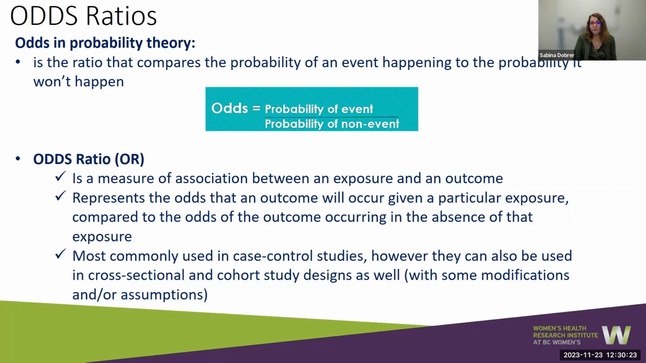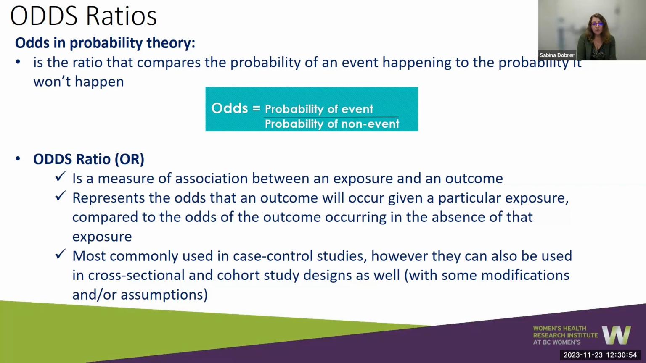So it will be probability of dying divided by probability of surviving. So this is our odds. So what do odds ratios actually measure? Odds ratios measure the association between an exposure and an outcome. They represent the odds that an outcome will occur given a particular exposure, compared to the odds of the outcome occurring in the absence of this exposure.